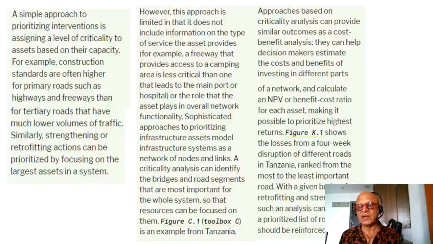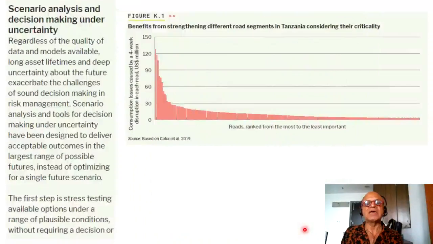Such an analysis can provide a prioritized list of roads that should be reinforced. So these analyses are used to actually make calls on who gets priority attention when there is a disruption or a damage. So that's figure K.1, benefits from strengthening different road segments in Tanzania considering their criticality. So consumption of losses caused by a 4-week disruption in each road in US dollars, millions of US dollars. This is from 2019 analysis.